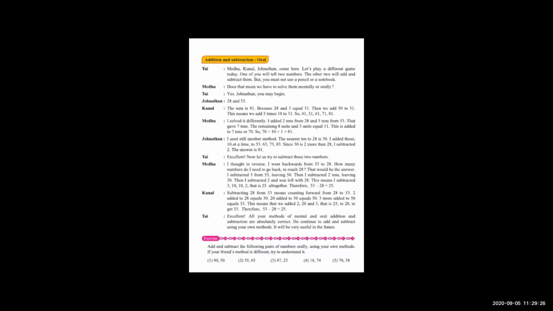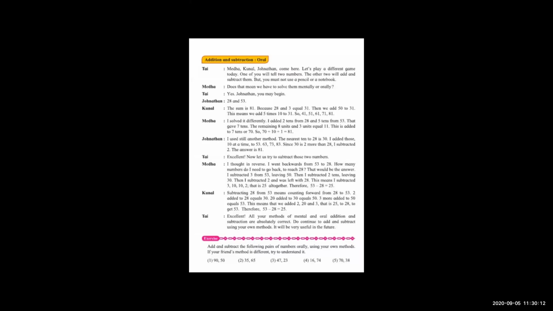Medha says, I solved it differently. I added 2 tens from 28 and 5 tens from 53. That gave 7 tens. The remaining 8 units and 3 units is equal to 11. This is added to 7 tens or 70. So 70 plus 10 plus 1. 70 plus 10 is equal to 80. 80 plus 1 is equal to 81. Understood?